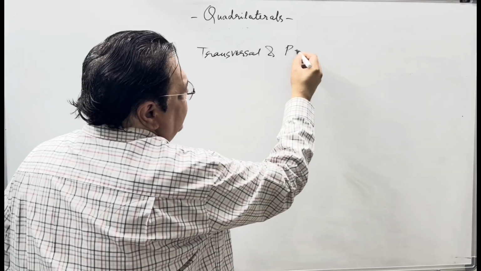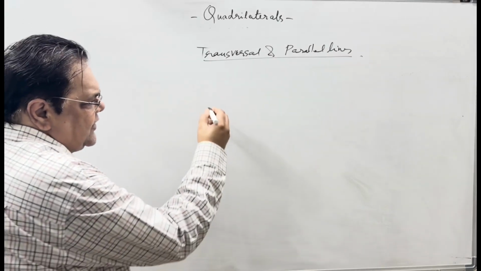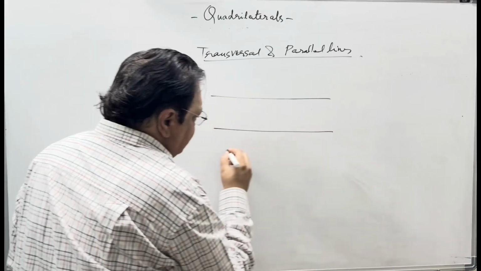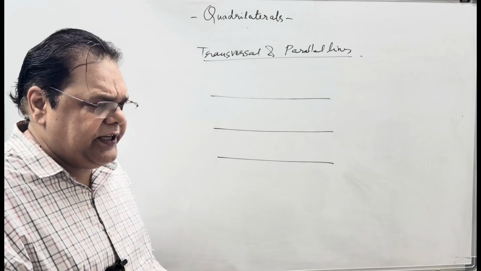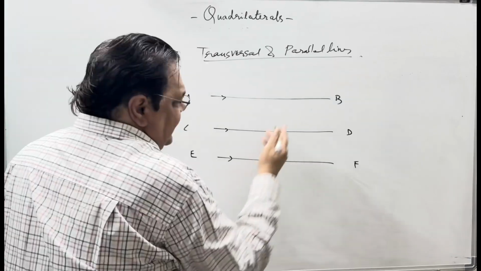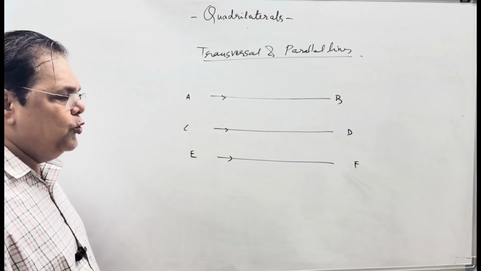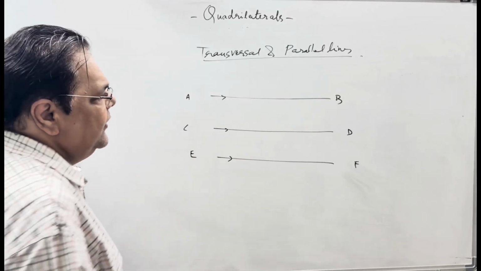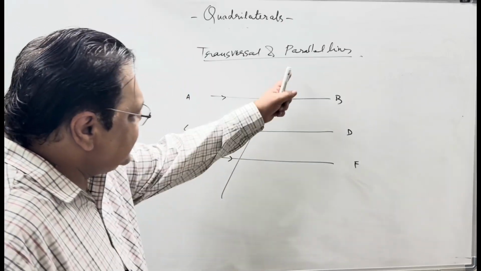Transversal and parallel lines. A transversal is any straight line which intersects with two or more parallel lines. There can be infinite parallel lines, not limited to two or more. Draw any line like this, straight line. So this is a transversal.